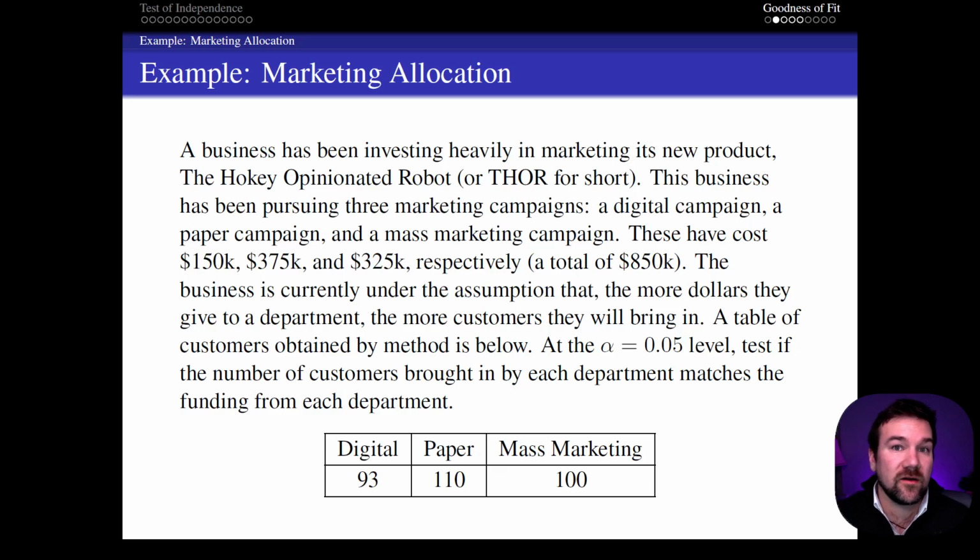I only have one categorical variable. Essentially, that is for each customer, which method were you brought in by, digital, paper, or marketing? So I go up to a customer, say digital, paper, or marketing. They say, oh, I came from a paper ad. I say, fantastic, I'm going to mark you as paper. And then I do that to a whole bunch of different people, and I count them all up, and I put them in this table at the bottom.